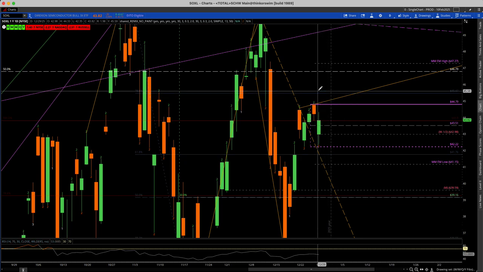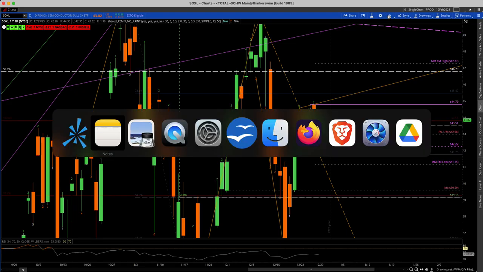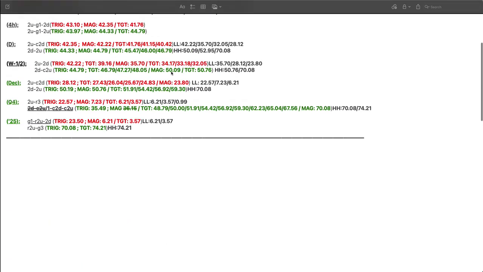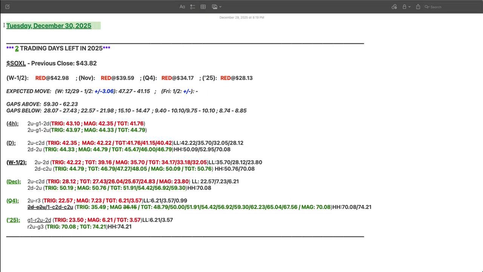Okay, let's go ahead and check out the notes real quick so we can just look at the hard numbers. Again, this is for Tuesday, December 30th. There will be 2 trading days left in 2025. The close price on Monday, December 29th was 43.82, and we know that the price opened at 42.98 for the week, right? So we know if the week is going to go red, we've got to go below 42.98.